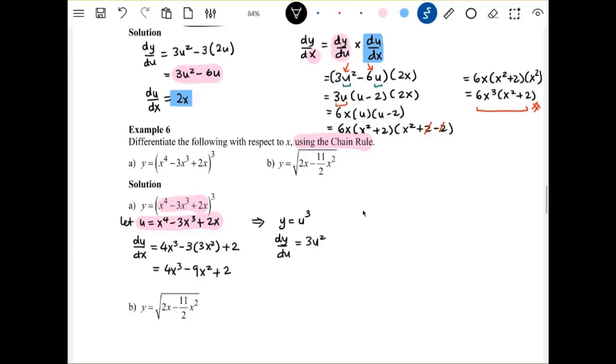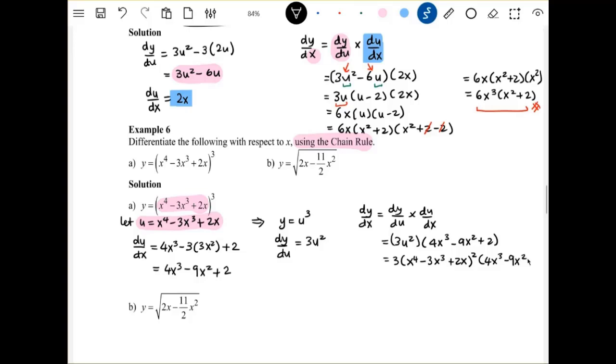So by chain rule, we have the formula dy over dx equals dy over du times du over dx. We get 3u² and then du over dx is 4x³ minus 9x² plus 2. Okay, since we cannot simplify or factorize anything common, we directly substitute u². So 3 in front. For u², we substitute u with x⁴ minus 3x³ plus 2x, and then the whole thing must be powered by 2 since we have u² here, and then we have 4x³ minus 9x² plus 2. Just copy the back part again, we only substitute u here with the original u. So we will get it like this.